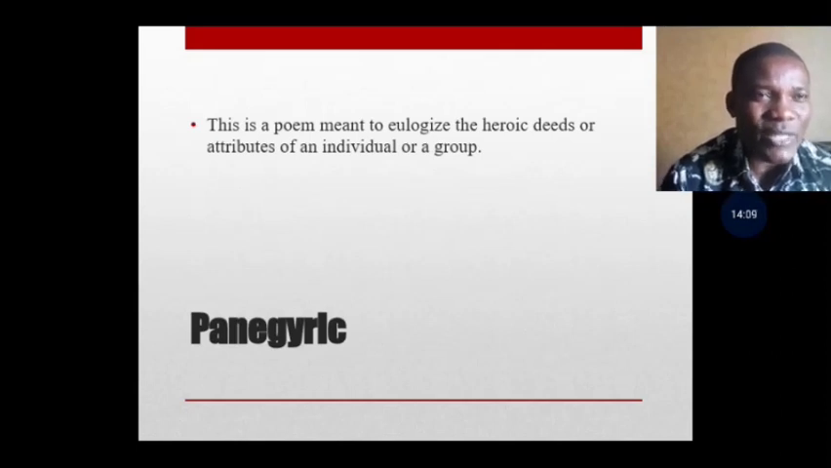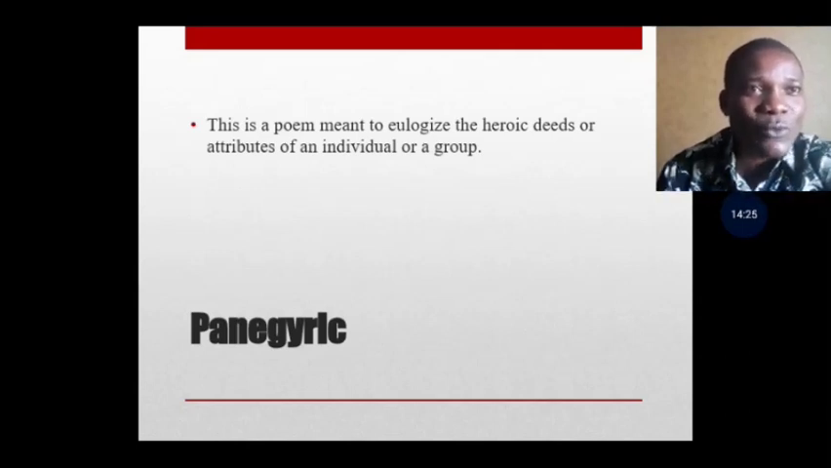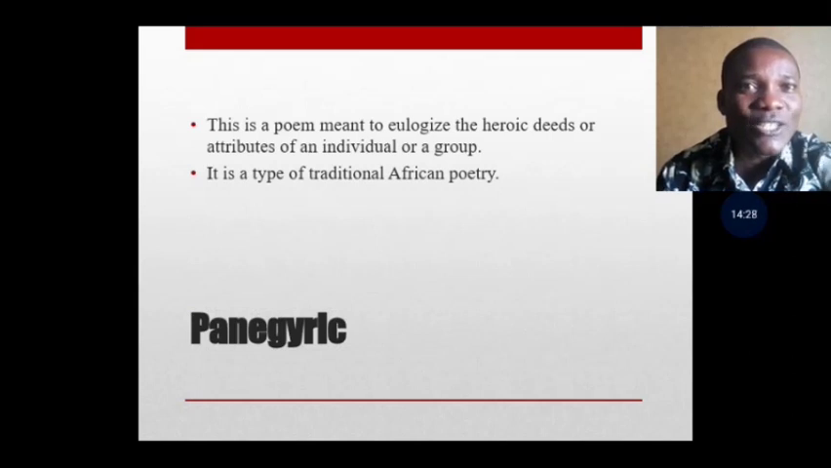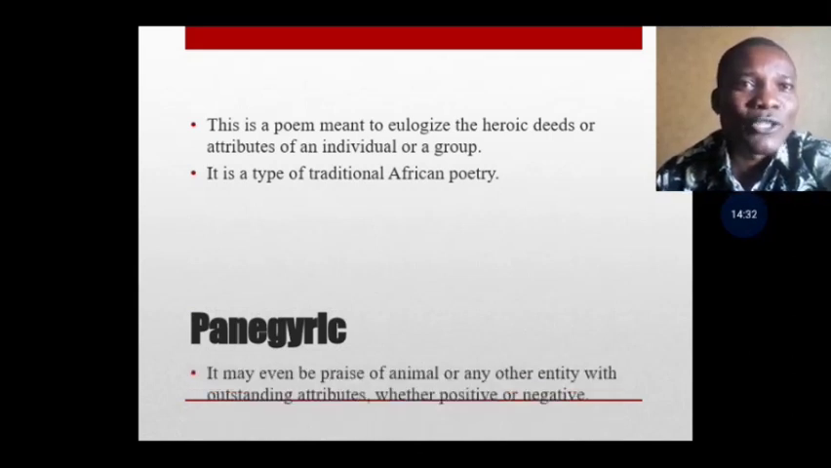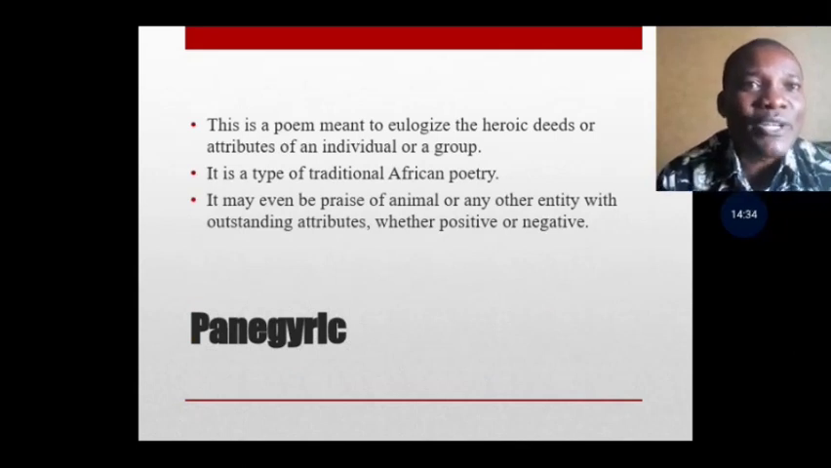So any poem of praise that brings to the limelight the wonderful elements of a concept, an idea, a theme, such poems are referred to as panegyric in nature. It is a type of traditional African poetry, and it may even be praise of an animal or any other entity with outstanding attributes, whether positive or negative.